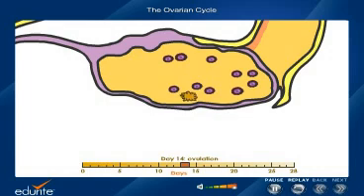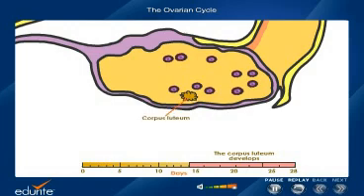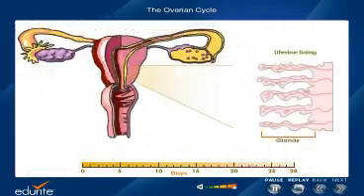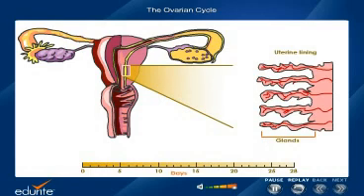The follicle cells that are left behind develop into a small mass of endocrine tissue called the corpus luteum. The corpus luteum remains in the ovary for 2 weeks, secreting the hormones estrogen and progesterone. At the end of the ovarian cycle, if the woman is not pregnant, the corpus luteum disintegrates. Each month, the ovarian cycle is tightly coordinated with the uterine cycle.